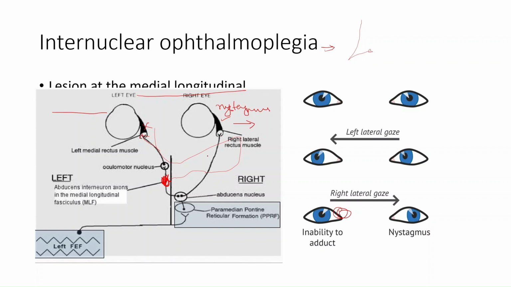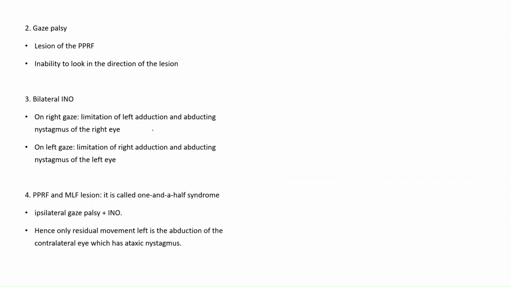So left INO is characterized by normal left gaze and abnormal right gaze. In abnormal right gaze, what is happening? The abducting nystagmus of the right eye is present and adduction is completely absent. So this is known as internuclear ophthalmoplegia.